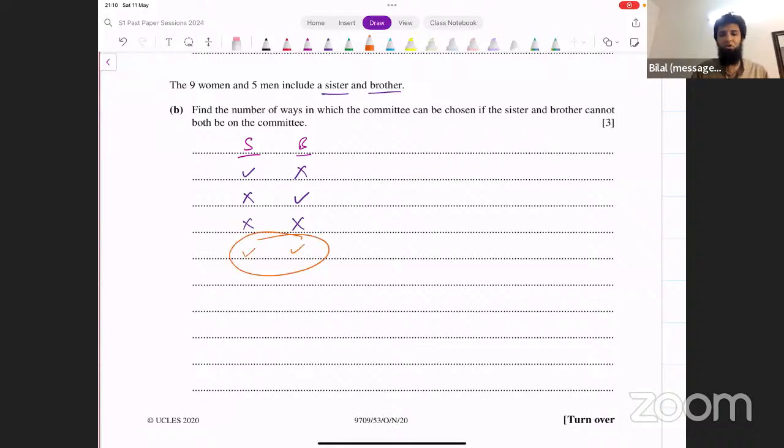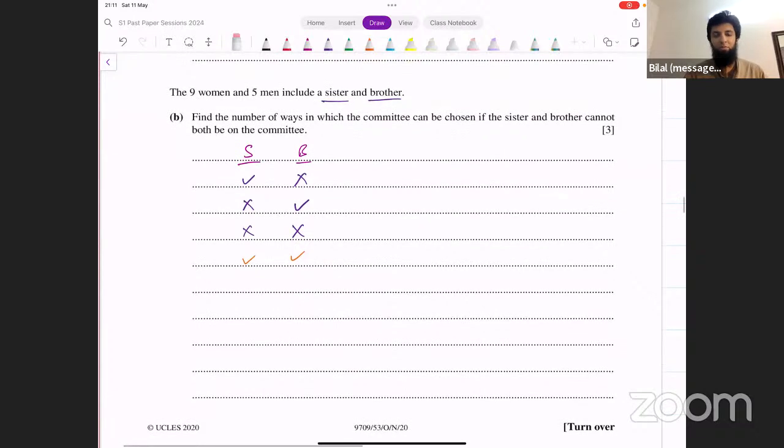This case we do not want. Now, we can either find these 3 cases, or it's easier to find the total cases and subtract from that this case, where you have both the brother and sister selected. From the total, we can eliminate this case. That will be quicker. Or you can find these 3 cases directly as well. Both methods would work.